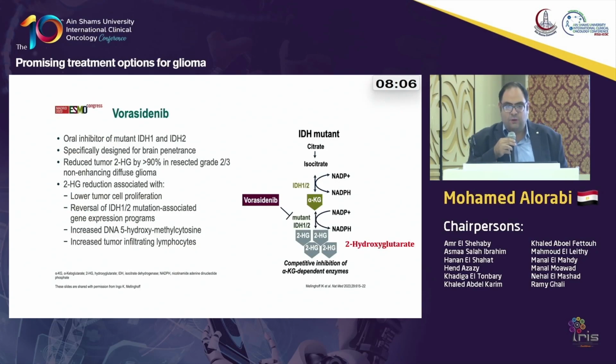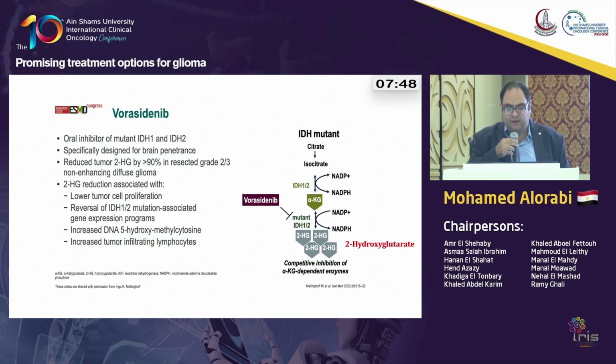So what is new in the field of neuro-oncology? Do we have more treatments? Do we have any drug approval for glioma? The answer is yes. We have vorasidenib. Vorasidenib was presented in this year's ASCO and ESMO conferences.